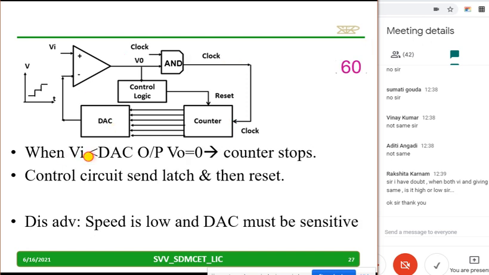Now let us go to the next. When the DAC input becomes more than Vi, the output of the op-amp will become low. So try to understand. This is a greater-than comparison; say it becomes 4 volts, this is 4 for example. This will become low. When this becomes low, the AND gate disables and the counter stops. When the counter stops counting, a latch is sent by the control logic.